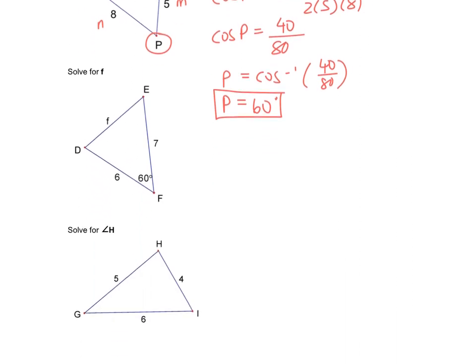All right, for the next one, we are looking for side F. So across from angle D is side D, and this is side E. So I want you to try this question all on your own. So write the original equation, set it up, plug it into your calculator, and solve for F, and then come back to the video to check your work.